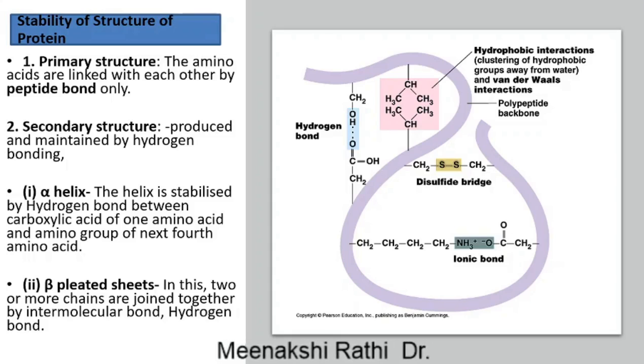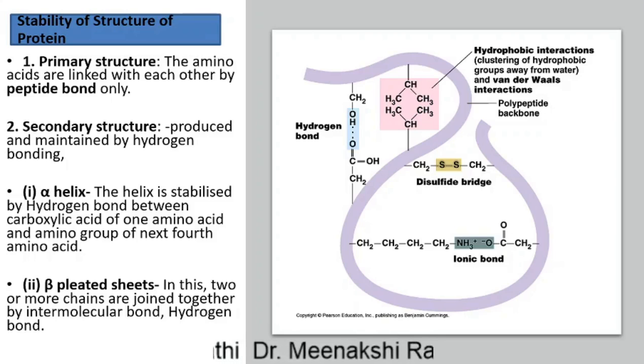Peptide bond and disulfide bond or disulfide bridge, can you see here? This disulfide bridge is specially formed between the amino acids which have an SH group, like cysteine. These cysteines join with each other and there is a formation of the SS linkage, the disulfide linkage.